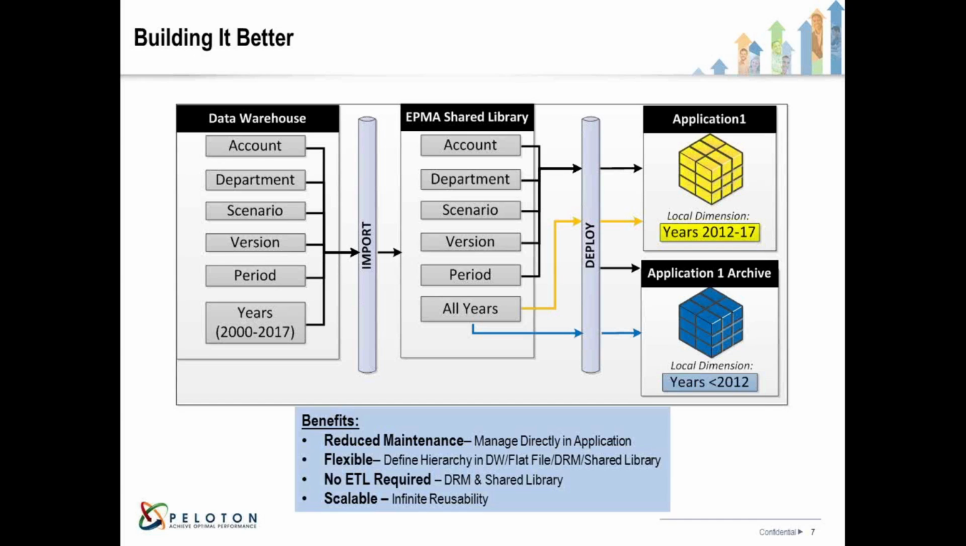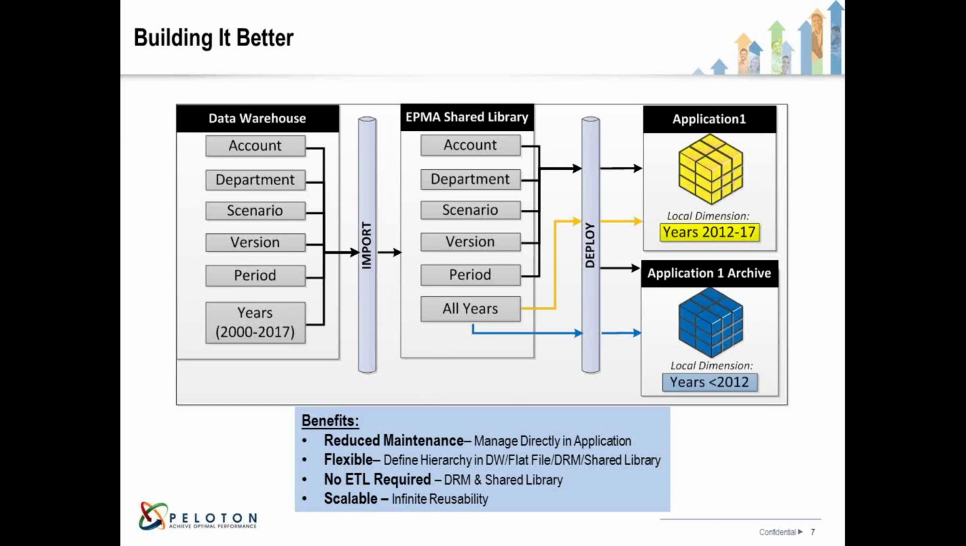So if we look in terms of what are the benefits of doing it this way, we see there's now reduced maintenance. We don't have that layer in the middle for the integration processes with the outline load utility, with ODI, with load rules. We manage our dimensions in our source, in our data warehouse, and in our shared library. We don't have to worry about a ton of in-between manipulations that need to take place.